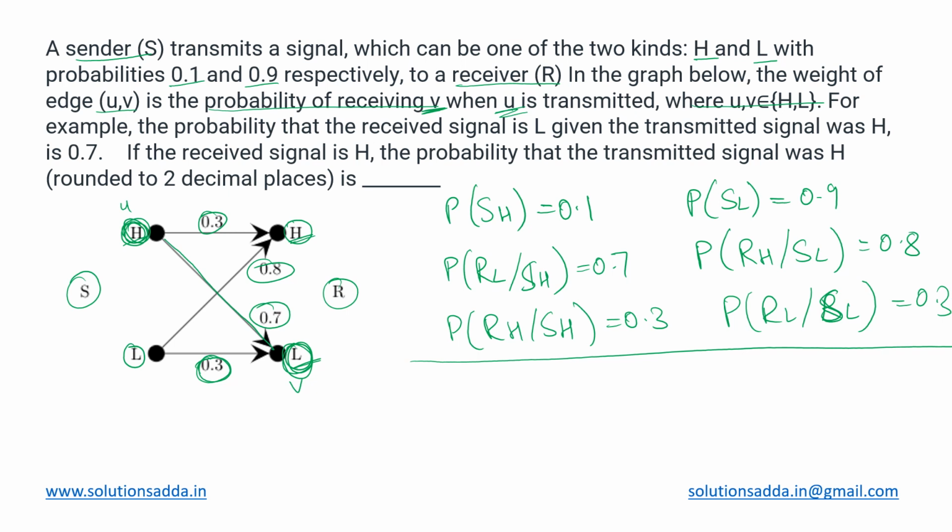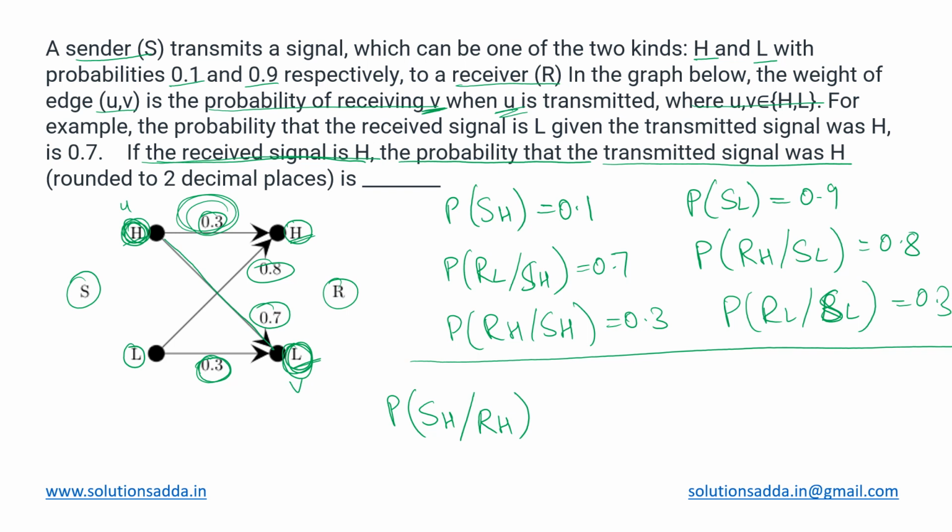And now what is asked of us is, if the received signal is H, let us read it completely: the probability that the transmitted signal was H. We have to find the probability that the transmitted or sent signal was H, given that the received signal is H. It is given that H has been received. Then what is the probability that H itself was sent? Isn't it 0.3, simply looking at this branch?